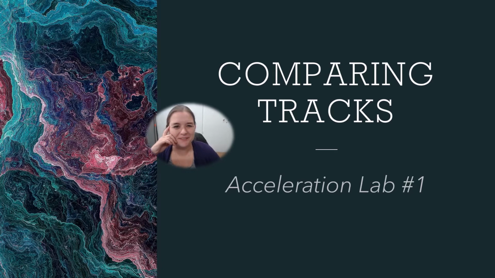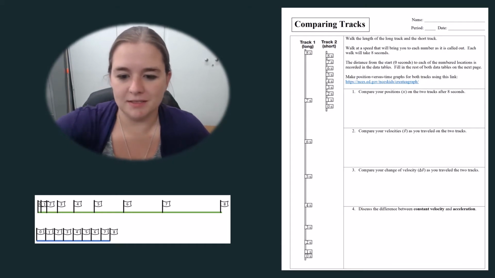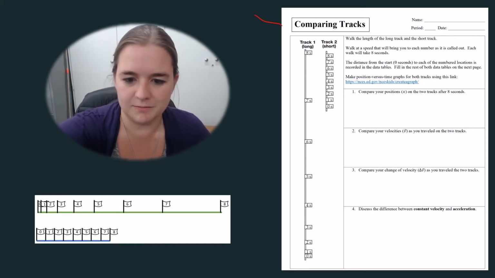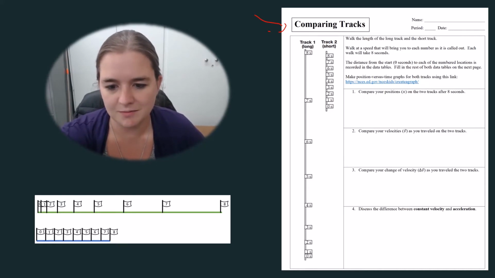All right, ladies and gentlemen, so now that you've had a chance to see some students and some animations of the walking of these tracks, let's take a look at it and start analyzing that data. So the first thing you'll see when you open up your document is this big thing here, this first page, and what you really see are those two tracks. And so if you see it on the document, they're up and down.